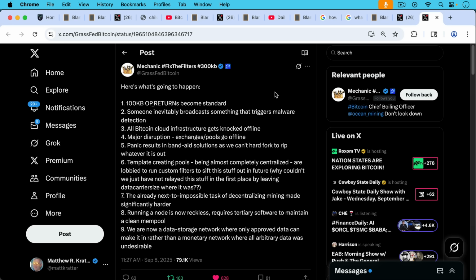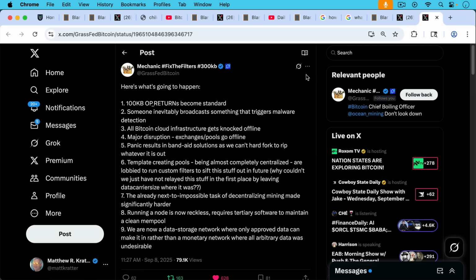Why could we not have just not relayed this stuff in the first place by leaving data carrier size where it was? But if this happens, they'll be forced to run custom filters. Then the already next to impossible task of decentralizing mining will be made significantly harder. Running a node will now be reckless, requiring tertiary software to maintain a clean mempool. And then number nine, Bitcoin now becomes a data storage network where only approved data can make it in, rather than a monetary network where all arbitrary data was undesirable. This is the bleak future we may be facing.